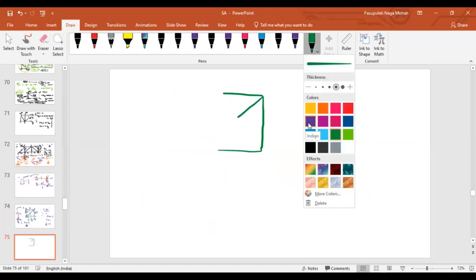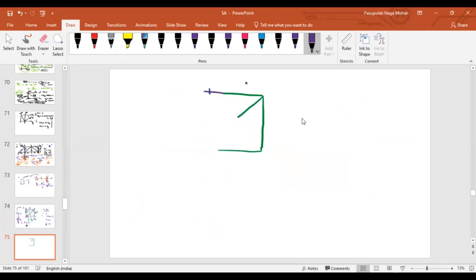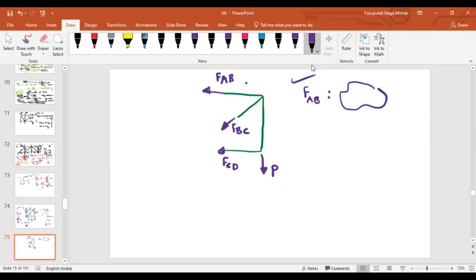Now, first let me represent the member forces. This is AB, this is force in member BC, this is member force CD, and this is the applied force. Isn't it right? Now tell me, I don't want to use 3 equations and then find all these 3 unknowns. I need to find only one unknown, that is FAB. Tell me, which equation should I consider such that I can directly get this unknown?